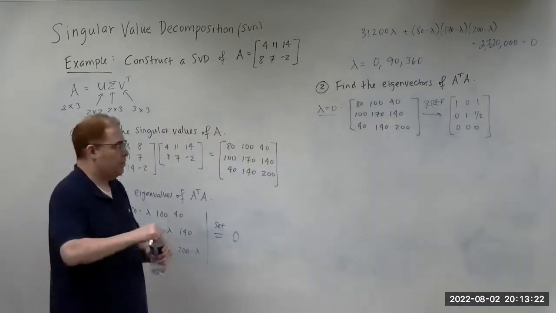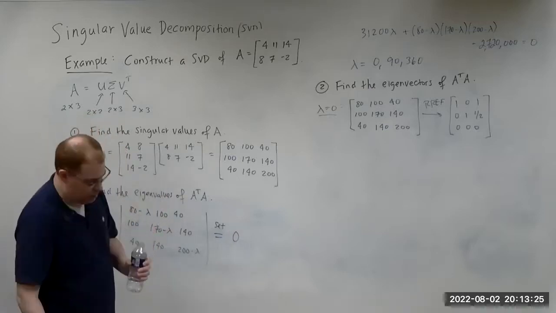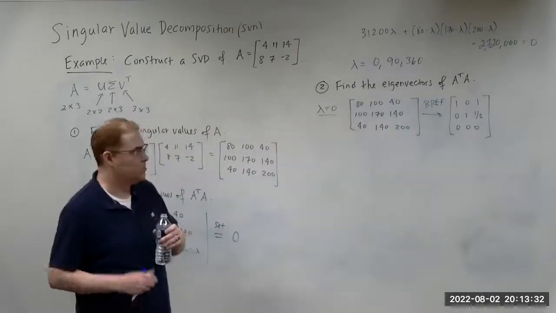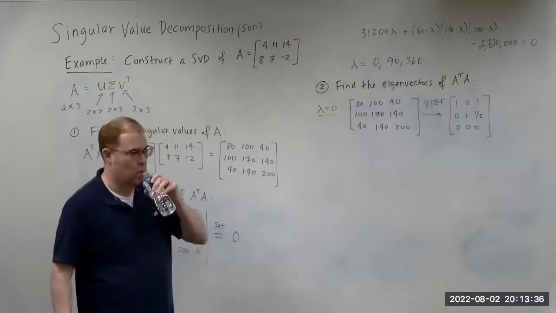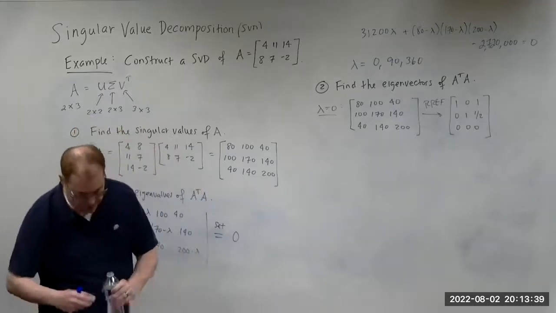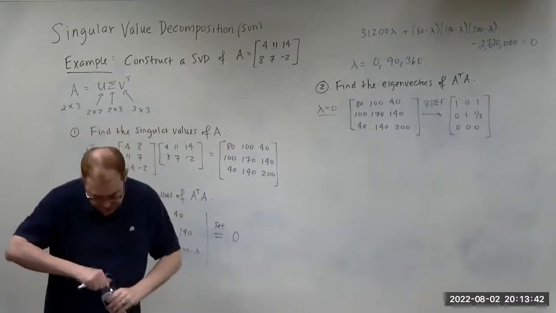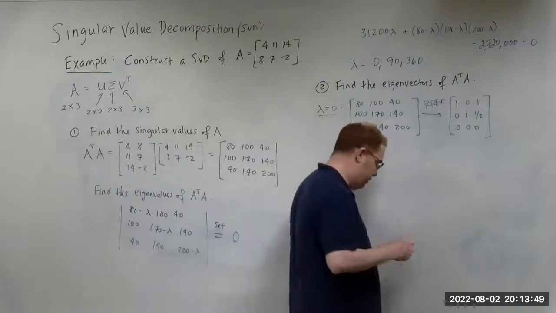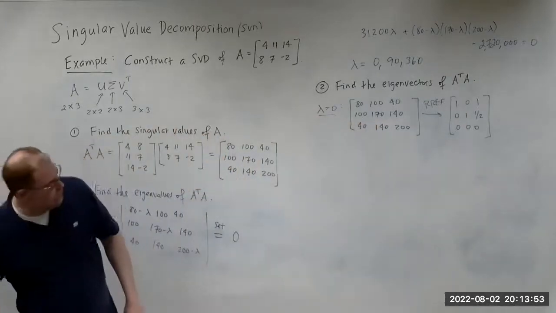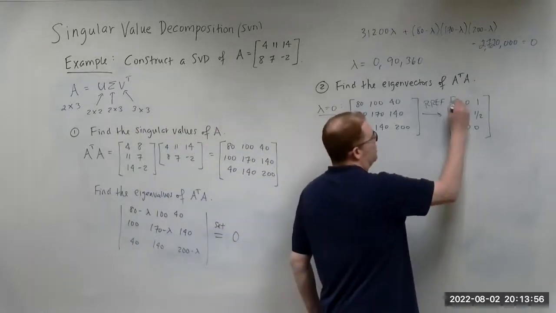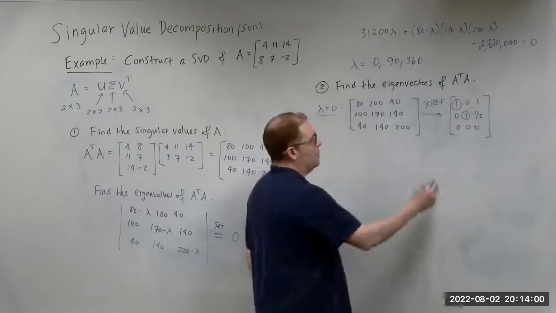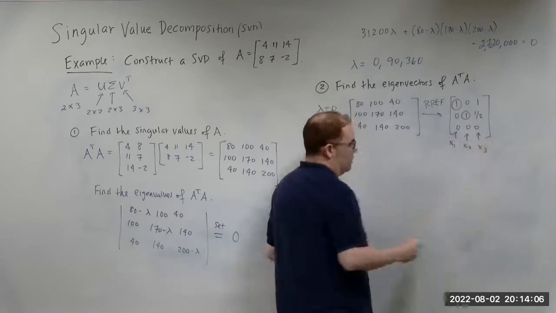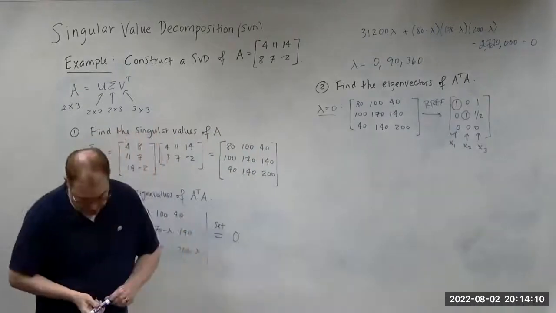And not surprisingly, when you're doing this, you always get at least one row of zeros, because we want the determinant to be equal to zero. So we have one free variable here. Let me recall some things here. This corresponds to your basic variables. So x3, recall, x3 is a free variable.